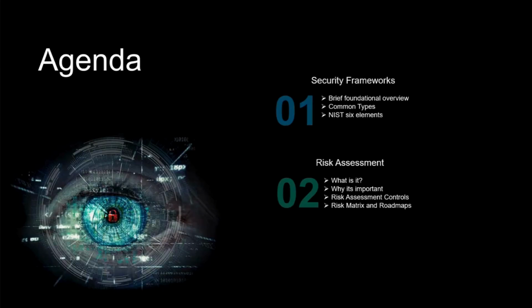So just some agenda here. We're going to cover, first of all, the security frameworks or standards just to kind of build that foundation to show what these risk assessments are kind of building off of. So we'll go over the brief foundational overview, some common types that are out there. We'll also cover the NIST 6 elements, and anybody that is familiar, it used to be 5 elements. It just recently got updated to 6 elements. We'll cover that. And then we'll dive a little deeper into the risk assessment, what it is, why it's important, some of the controls, how it's looked at, the matrix, and also the roadmaps to go along with that. So we'll get right at it.